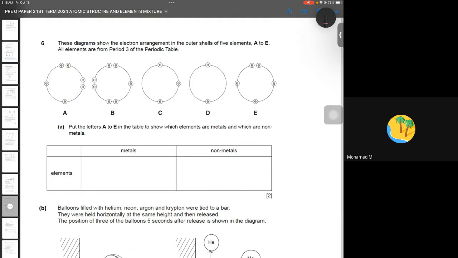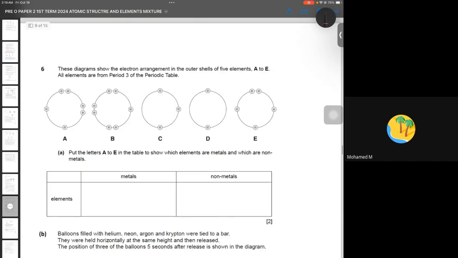Okay, so put A to E in the table. Show which elements are metals and which are non-metals. A is not a metal. How do we determine whether it's a non-metal or a metal? Group 1, Group 2, Group 3 are metals, and the rest of the elements, the rest of the groups, are non-metals.